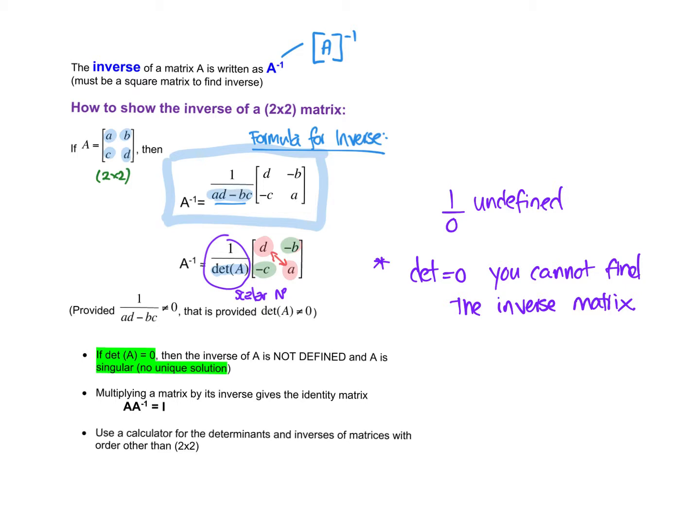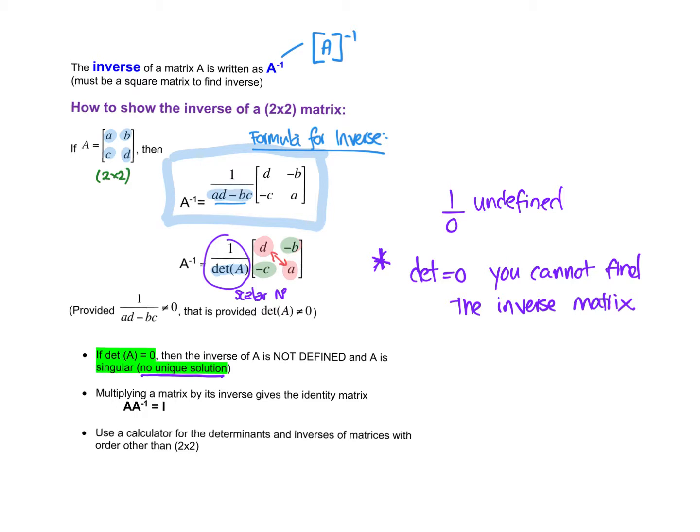Like we said, if the determinant equals 0, the matrix is singular and there's no unique solution. So we've already written that out. So we know that. That's just important to remember.